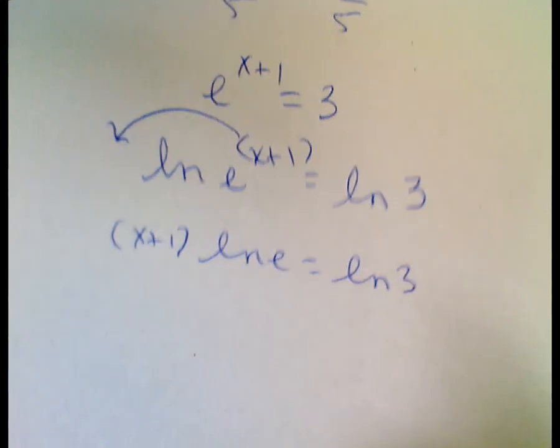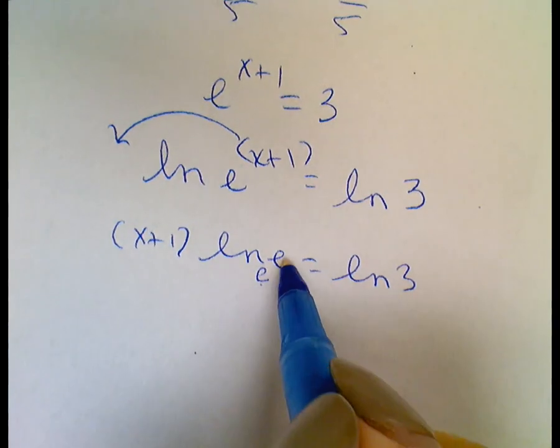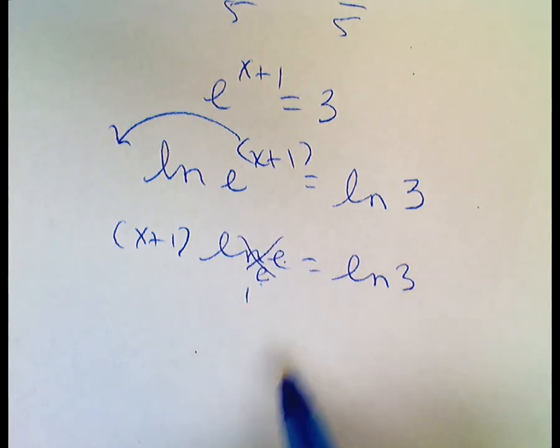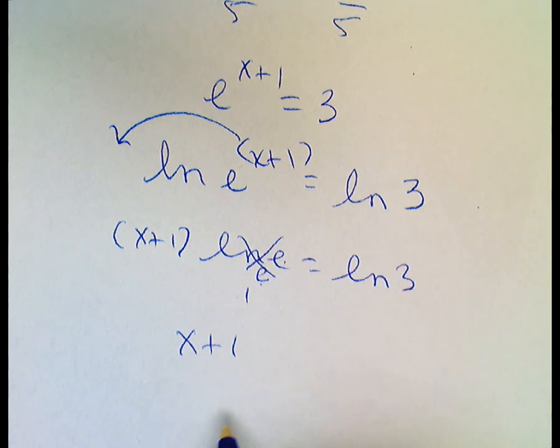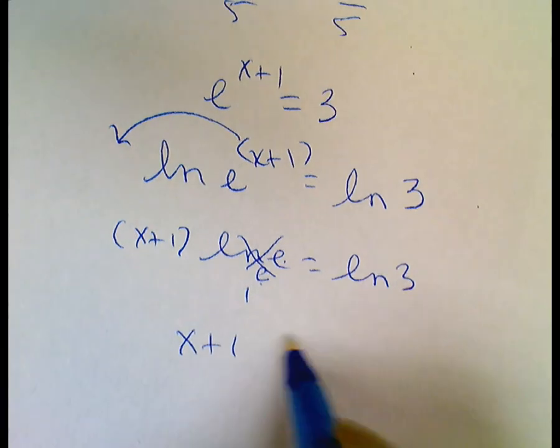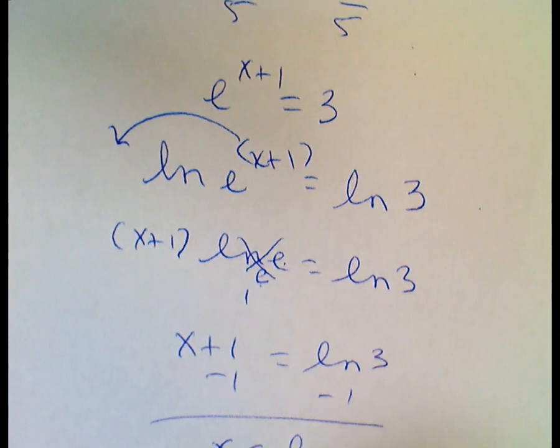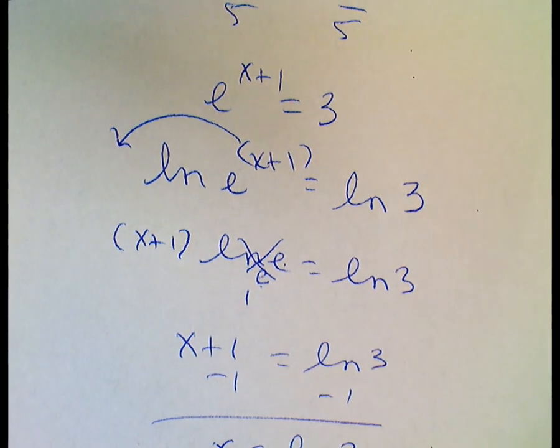So what is the natural log of e? Since that's base e and that's e, this is going to cancel. These are inverses, so this is just going to be a 1. So what you really have is x plus 1 times 1, which is x plus 1, equals natural log of 3. Subtract 1, you get natural log of 3 minus 1.